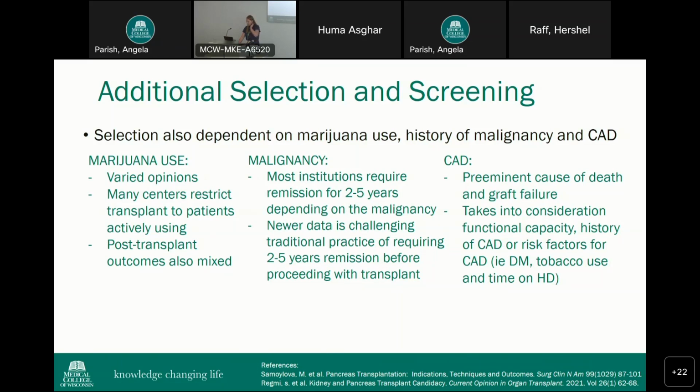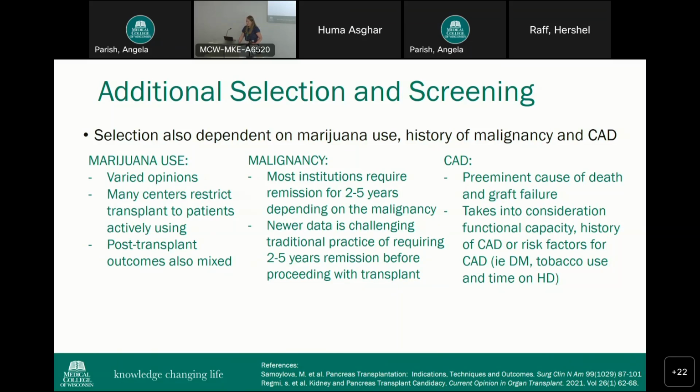Also, history of malignancy has also been debated. I guess you could say the standard was that remission had to be between 2 and 5 years. However, newer data is kind of challenging this traditional practice. There was a study by Dahl et al. in Norway that concluded that there was no difference in outcome, even if remission was less than 1 year.